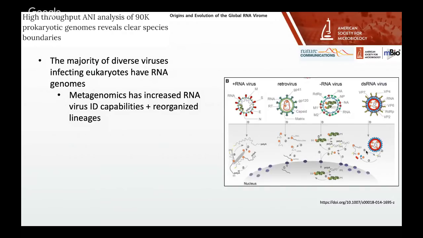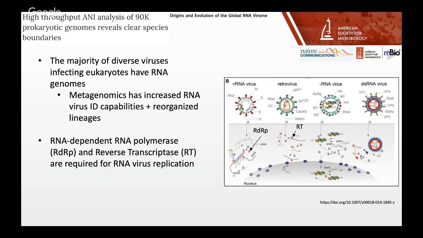But looking at the different viral diversity using metagenomics and just looking at what sequences are out there without a bias has increased the RNA virus identification capabilities. And some of these new identities have reorganized RNA viral lineages. And so the researchers wanted to see if they could remap out some of the lineages, looking at how viruses have evolved over eons. And to do this, they were going to look at a few of the different viral genes that are required for RNA to be both expressed and copied within the eukaryotic host.